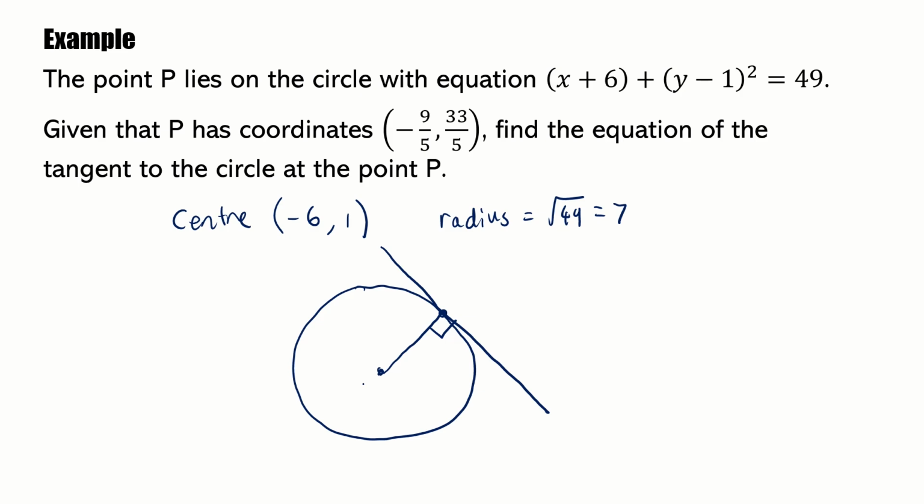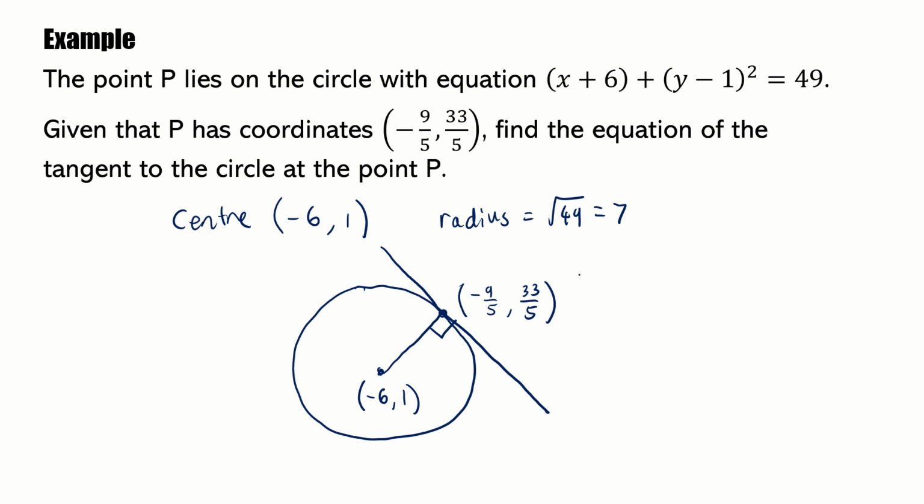So therefore, we know the coordinates of the centre. We also know the coordinates of this point on the circle, which is (-9/5, 33/5). Actually, it turns out my point actually was roughly in the correct position as it would happen.